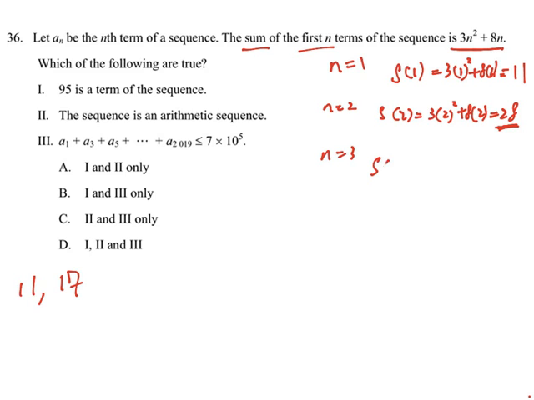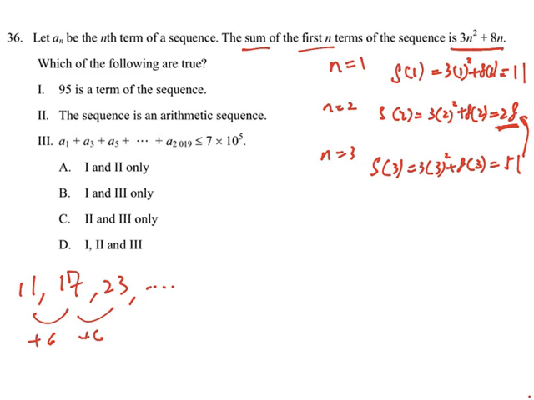So when n is 3, we can get 51. So 51 minus 28 is 23. That means the third term. So you can do the rest. Actually, you can see each difference is 6, adding 6, adding 6. So it is an arithmetic sequence, so statement 2 is correct.